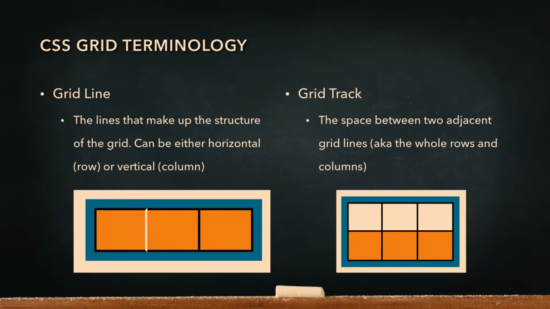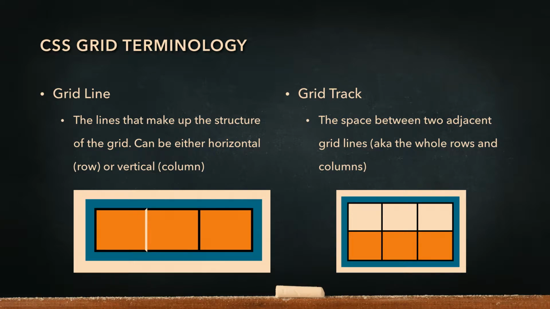Then you have other items too. You have the grid line, which is sort of the divider between each part of the grid. So if you have a 3-column grid, each of the lines between the columns is a grid line that separates the grid.